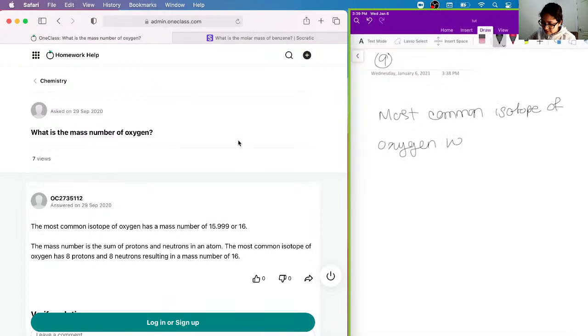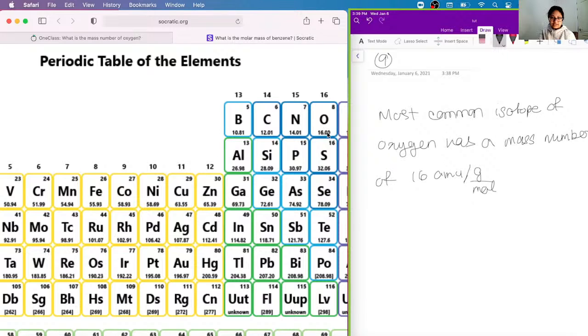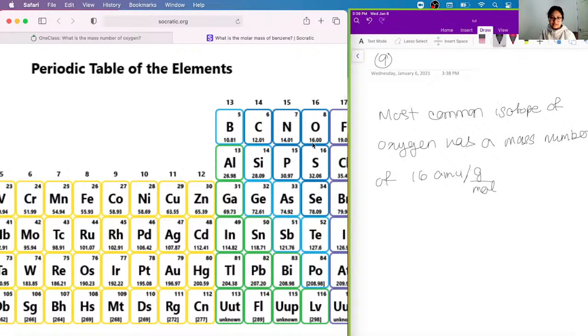has a mass number, or molar mass number, of 16 AMU, or grams per mole. And this is given in your periodic table, which is right here. So it's a 16 right here.